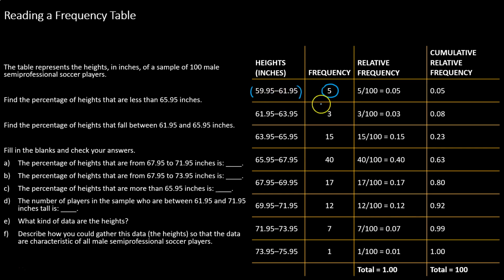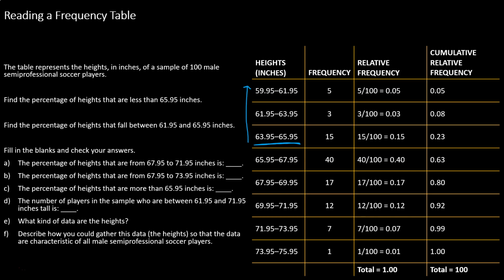Looking at our frequency table, we can answer various questions about our data set, even though we don't see each of the individual values from the data set. For example, we can find the percentage of heights that are less than 65.95 inches. To do that, I'm going to look at my table and find where 65.95 falls. 65.95 is right here, and we want everybody who is less than that height. So we're going to count all of the individuals that are above that row.